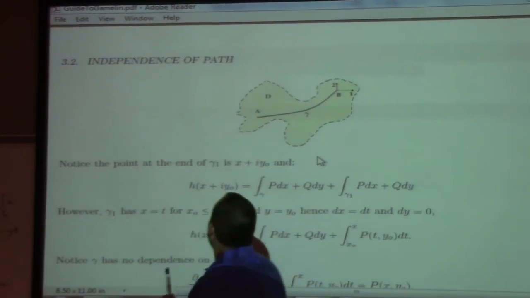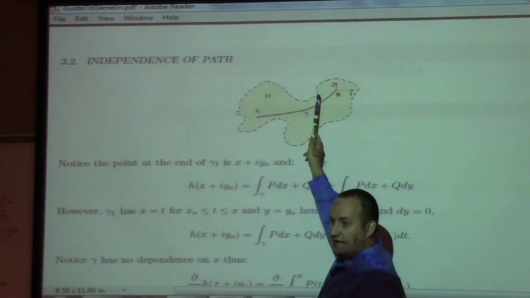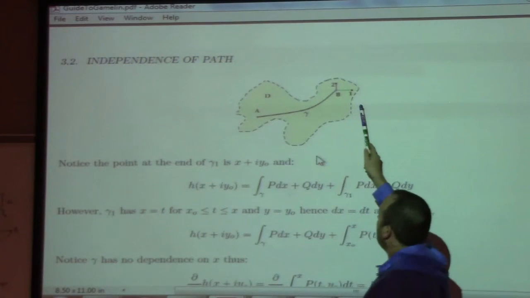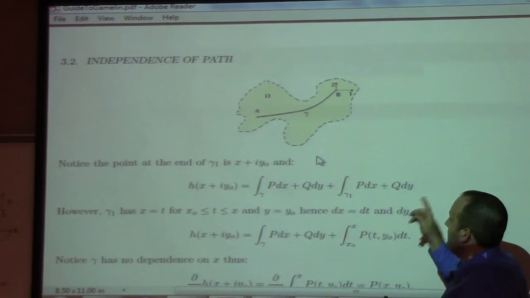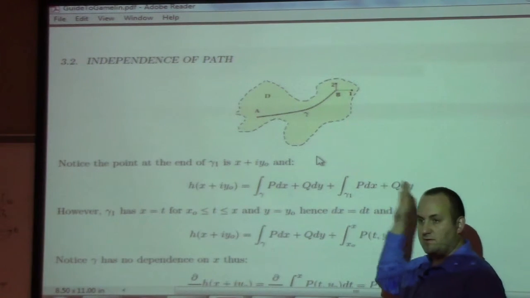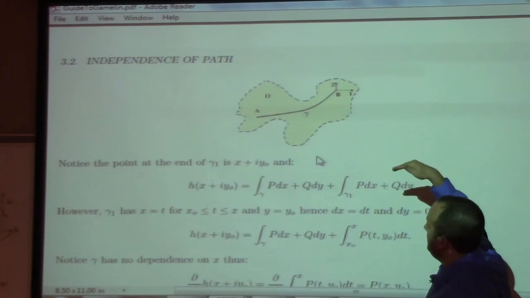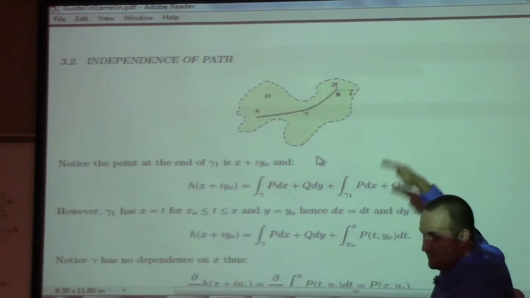The point B is x naught plus i y naught. To figure out the x partial derivative, I allow x to vary holding y fixed. That's going to tell me something about the x derivative. And if I let x be constant and y vary, that gives me the path 2.